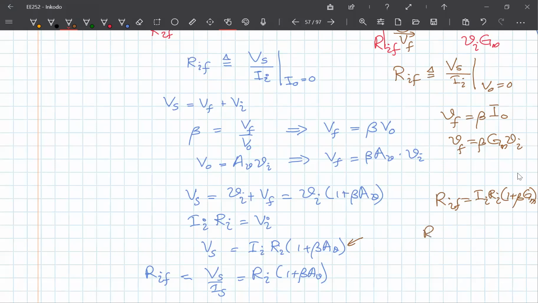Therefore, RIF by definition, so this is VS. RIF will be equal to RI times (1 plus beta GM). So the gain, instead of A, now you have GM. That is the only difference.